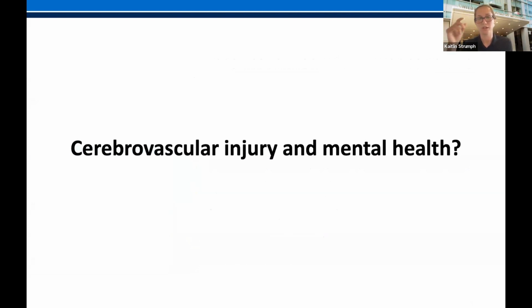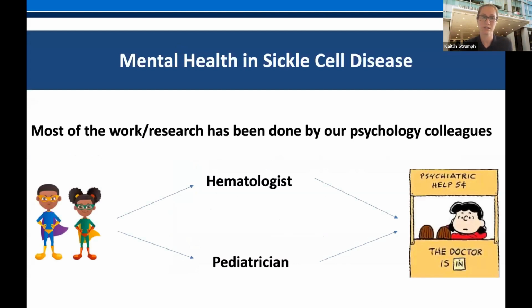All right, so moving on a little bit to cerebrovascular injury and mental health. How are they related? Most of the work and research is done by our psychology colleagues. It's starting to grow a little bit, but there's really not a large body of evidence looking at mental health outcomes in sickle cell disease. But we know that, at least as hematologists and especially the pediatricians, we're really the first line in picking a lot of these mental health issues up. And if we don't pick it up, then the patients are never really going to get the help that they need.